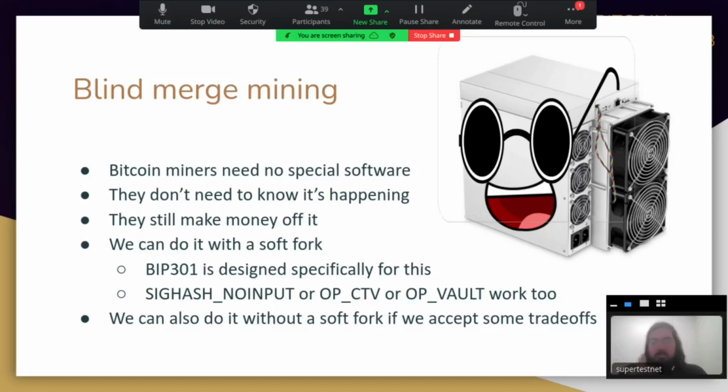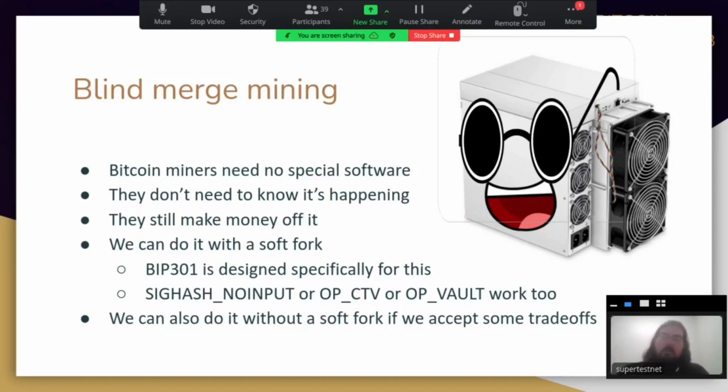SIGHASH_NOINPUT has been proposed for Bitcoin for a long time. It would help out with Lightning, but it would also let us do efficient blind merge mining. OP_CTV, also called CheckTemplateVerify, would let us do this. There's a recent OP_VAULT proposal that would work too. All these things enable efficient blind merge mining. However, there is an inefficient way we can do it today. We can actually do blind merge mining today, and I'm going to show you that in my demo.